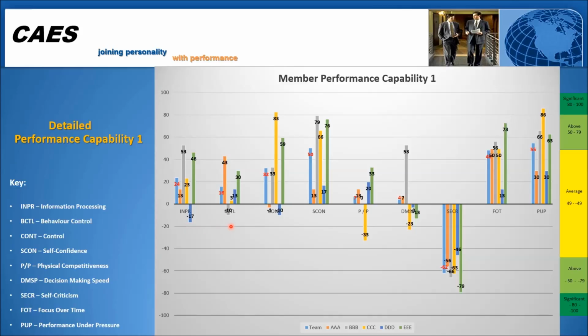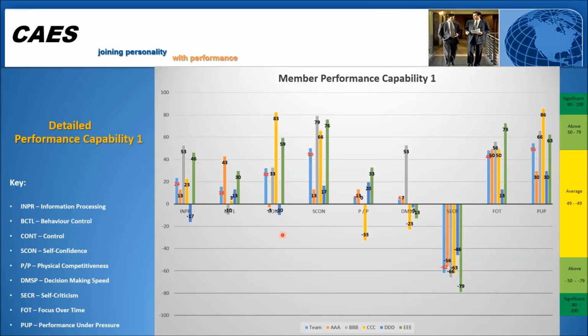Similarly, the scores on behavior control are still positive for everybody, but candidate A is going to be much better at controlling their behavior in the workplace than would be candidate C. Although candidate C is still going to be pretty good. We would be more concerned if they were way down in this area.